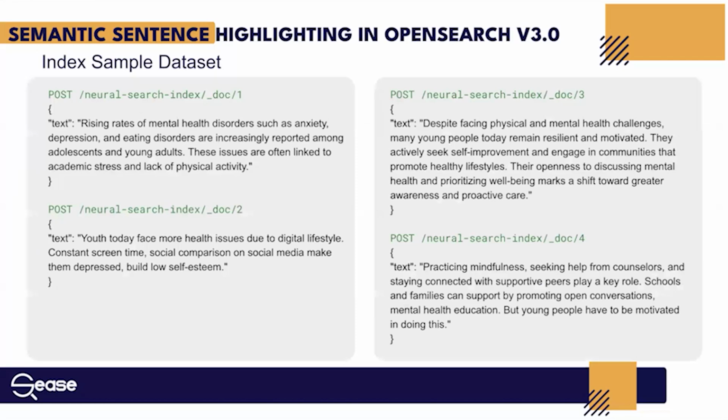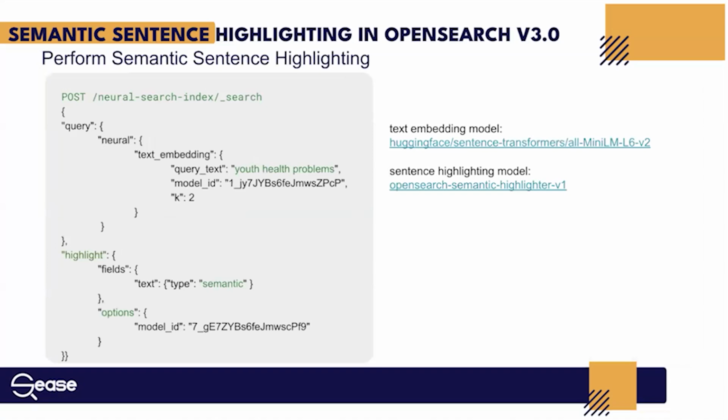So let's say it's just a sample of how it works. Let's say we have only 4 data sets. The field is called text, and it holds some paragraph. So we index into that neural search index. So 4 of them. It's just ChatGPT generated text, and it's about some health issues or the health problems of the users, etc. And so then we want to perform the semantic sentence highlighting here.